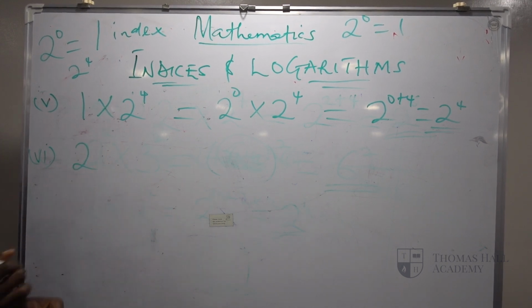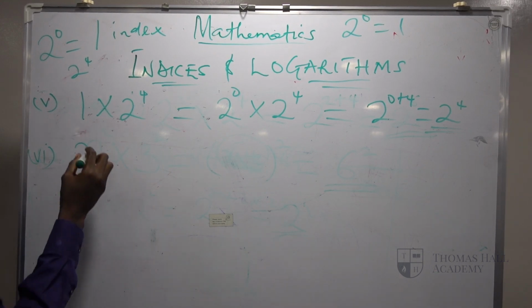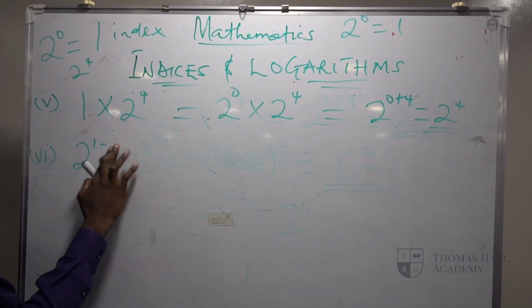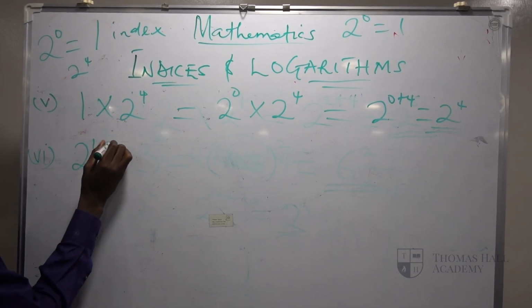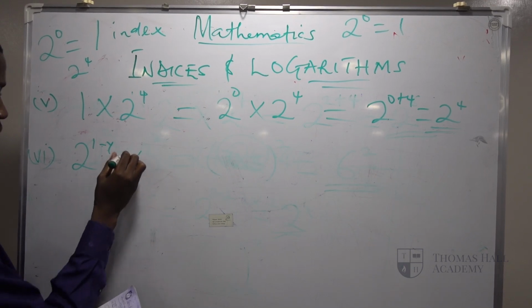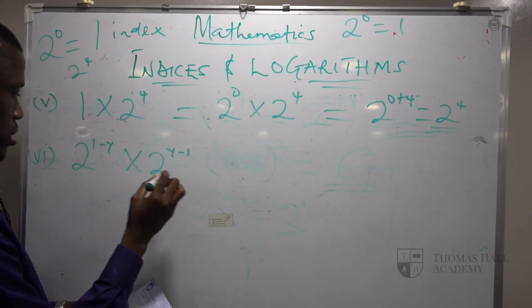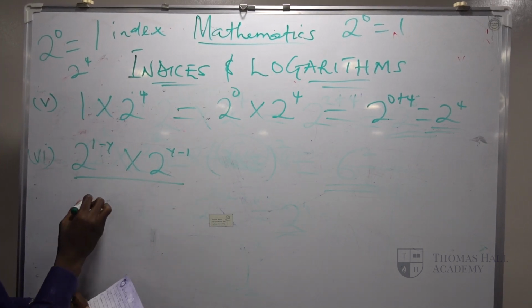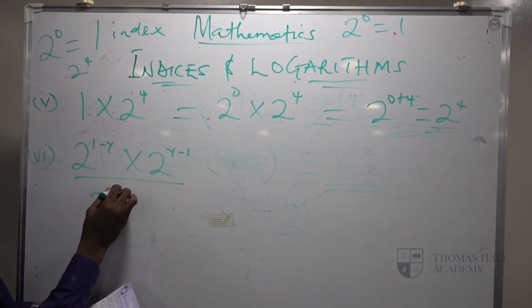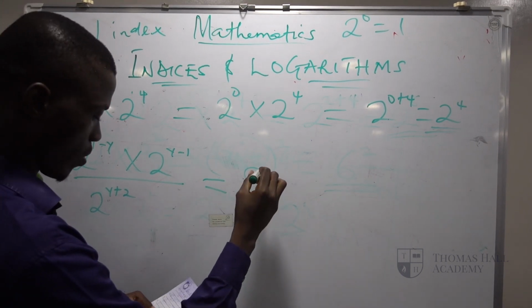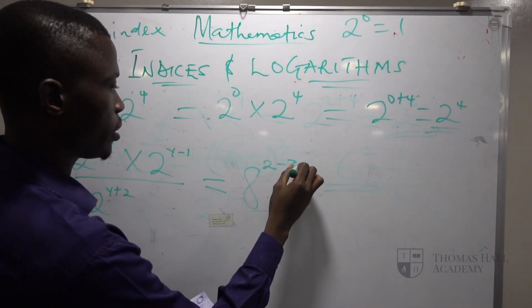We have something here. 2 raised to power 1 minus y, times 2 raised to power y minus 1, all over 2 raised to power y plus 2, everything equals 8 raised to power 2 minus 3y.